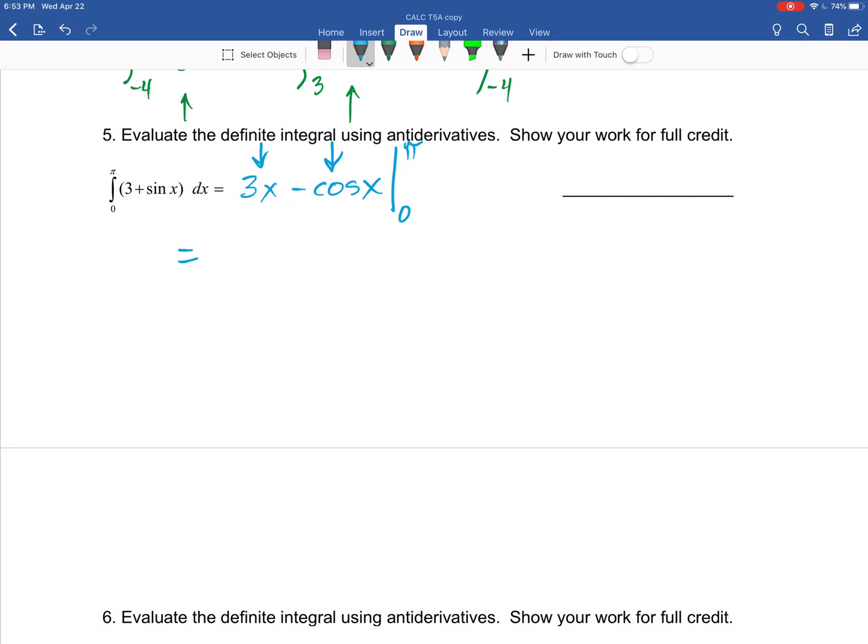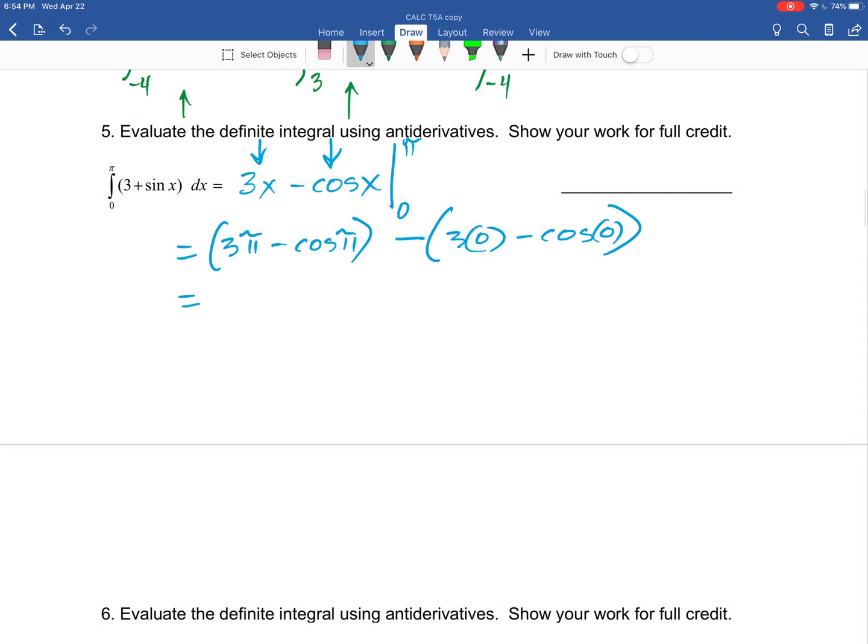Okay, plug the top one in. We got 3 pi minus cosine of pi. Big minus. Now we've got 3 times 0 minus cosine of 0. Okay, here we go. Now, cosine of pi is -1. Cosine of 0 is 1.